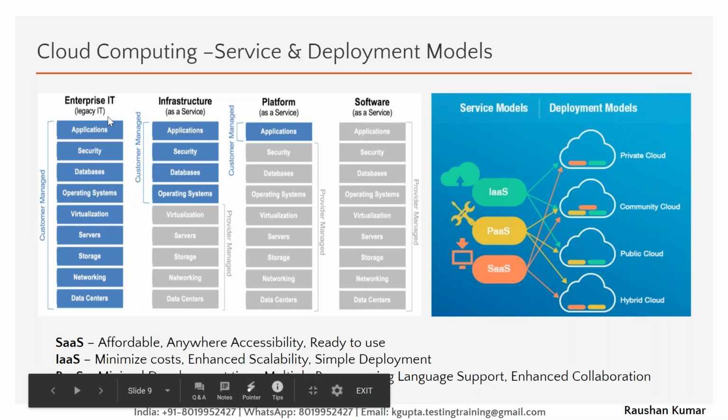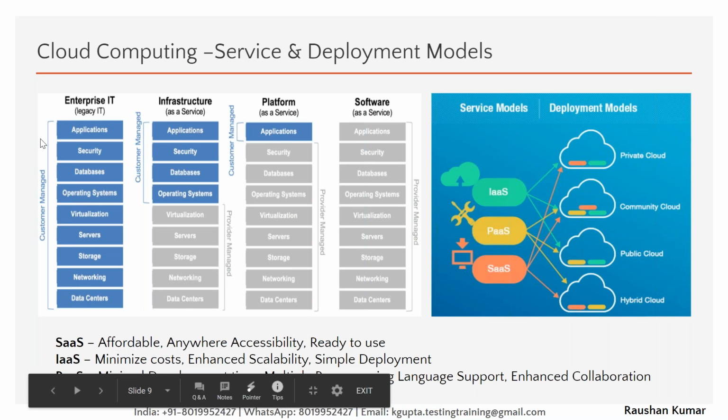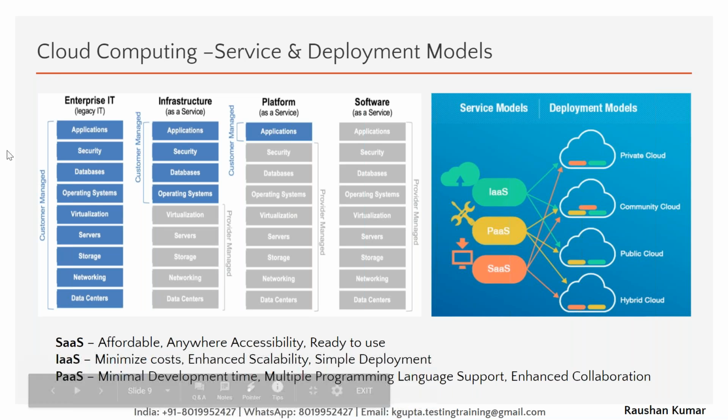Okay, so let's talk about this cloud now. We have this on-prem infrastructure here, where we have the data center, networking, storage, servers, virtualization, operating system, databases, security, and applications. They are all my components, and if I'm doing this on-prem, I'm owning everything here, all the hardware, software, all the operating. How is it different in cloud?